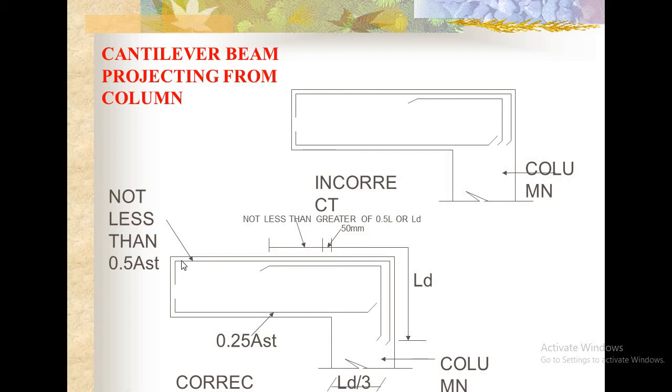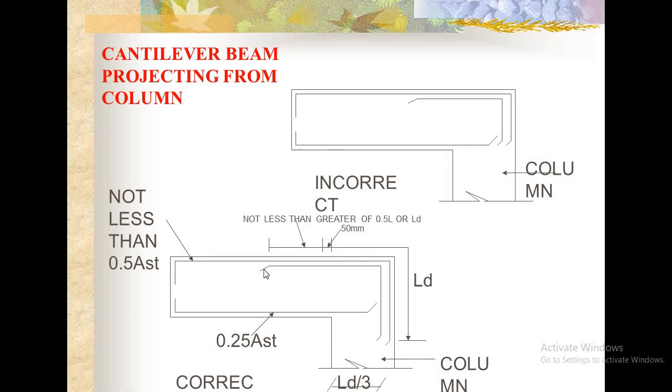So the main reinforcement is at the top. It should not be less than 0.5 times of Ast. So this reinforcement has to be provided like this, and we have to make sure that this reinforcement has extended to the column. Here, see, the top reinforcement is not extended into the column; it is only up to the beam bottom, but this reinforcement has to be extended a certain extent up to the column.